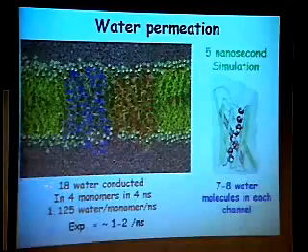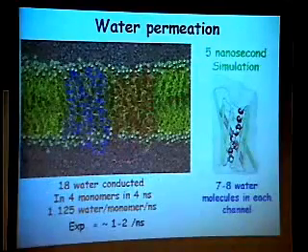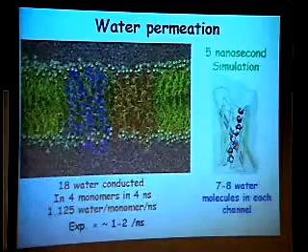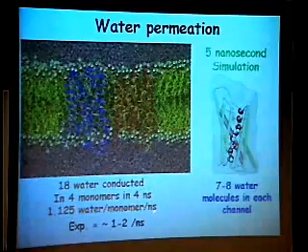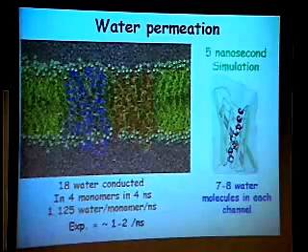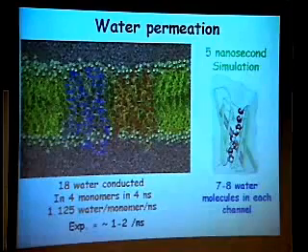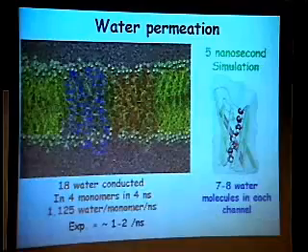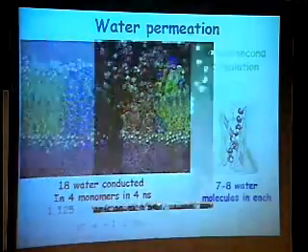In 4 nanoseconds, we observed 18 water molecules passing the 4 monomers. So basically, that means that you have about 1 water molecule per monomer per nanosecond, which corresponds very nicely to what is believed to be the rate from experiments. So that's one of those experimental values that we can compare to, back to your question.